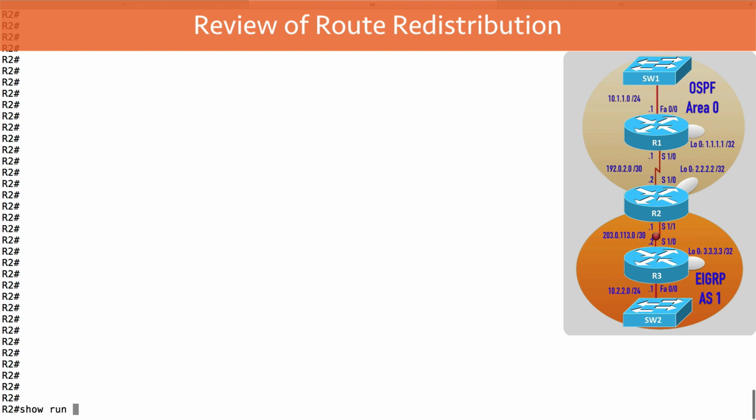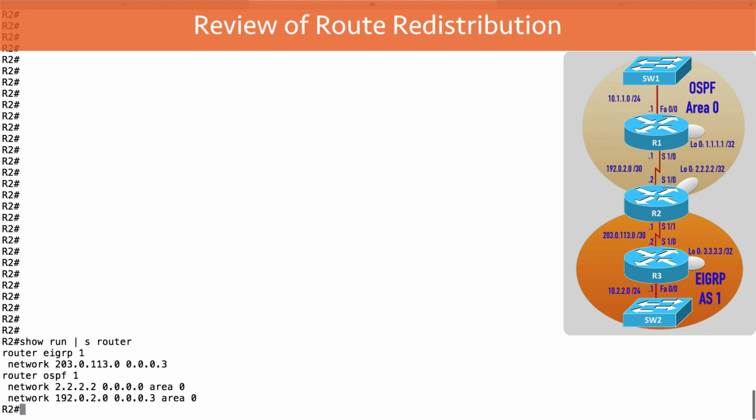Let's do a show run pipe to section router, and we get to see both the EIGRP and the OSPF router configuration. And we see that for EIGRP, interface serial 1/1, if you look at the topology, is participating in EIGRP, and the OSPF autonomous system includes our loopback 0 interface as well as serial 1/0. Now let's set up mutual route redistribution. Let's start by redistributing OSPF learned routes into EIGRP.